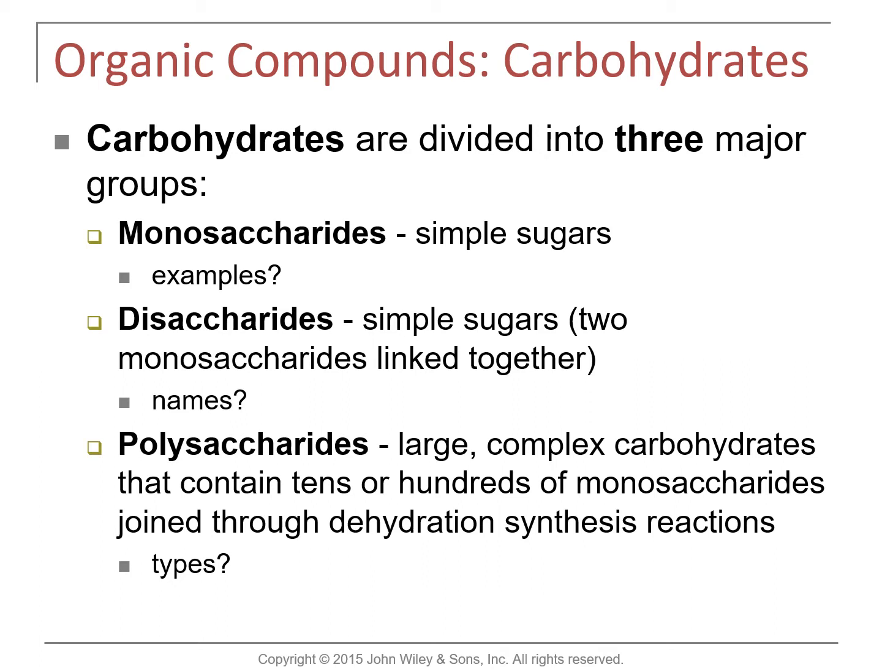Your polysaccharides are large complex carbohydrates that contain tens up to hundreds of monosaccharides joined together, usually single glucose units linked together in branching structures. And again, they are synthesized through dehydration synthesis reactions. So your polysaccharides are your starch from plant foods, glycogen from animal foods. That's how your animal tissues as well as our cells store glucose as the polysaccharide glycogen, as well as cellulose.